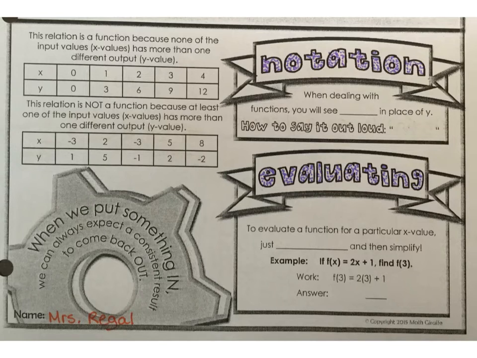As we move to the second table, this relation is not a function because at least one of the input values, or x values, has more than one different output, or y value. Take a look here. -3 goes in, out comes 1. 2 goes in, out comes 5. -3 goes in, out comes -1. 5 goes in, out comes 2. 8 goes in, out comes -2. So clearly, we can see that -3 has two y values. This makes it so that this relation is not a function.